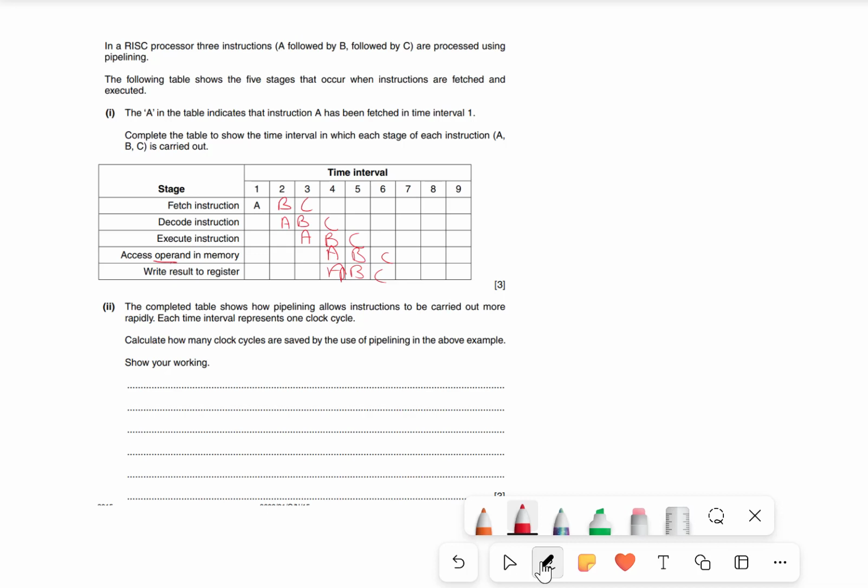The computer table shows how pipelining allows instructions to be carried out more rapidly. Each time interval represents one clock cycle. Calculate how many clock cycles are saved by the use of pipelining in the example above. And I completely messed up that last row again. I'm an idiot. A, B, C. Let's try that again. Okay, so we know that it takes 7 time intervals, or should we say 7 cycles, with pipelining being used. So C was our last one. For C to get to the end, we're at number 7. So I'm going to write 7 down here, and that's going to be with pipelining.